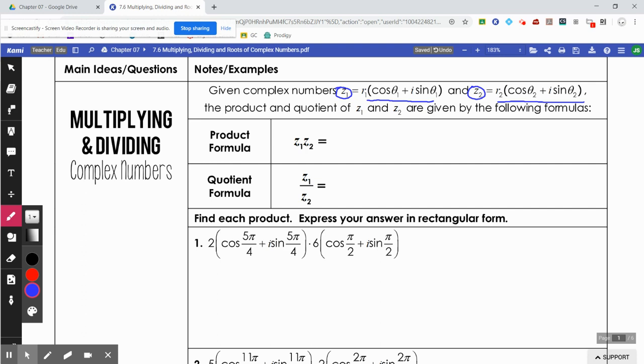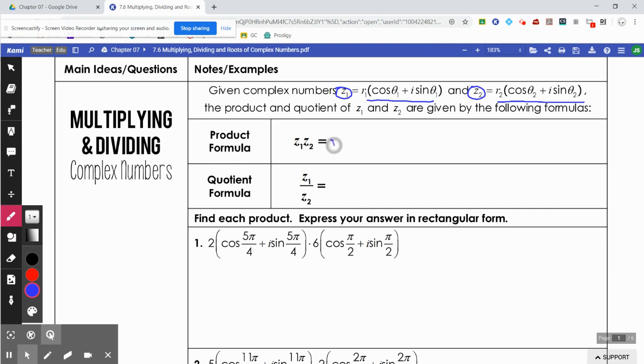Now, this might not be faster right now. However, when we start raising complex numbers to powers and doing things like that, it will speed up the process. So we've got to start somewhere. So let's go ahead. The product formula. If you're going to multiply z1 times z2, here's how you do it.